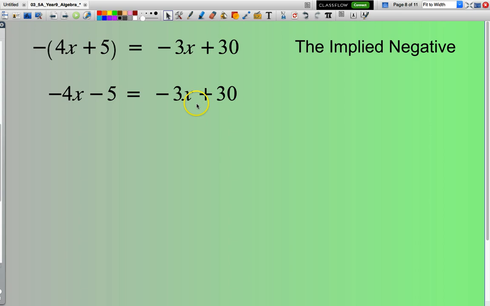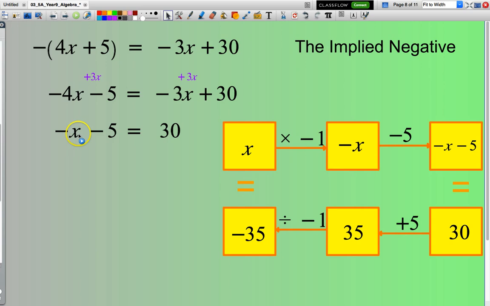Then I look for my least value of the coefficient of x. That will be the 3. Now the way that I eliminate negative 3x is by adding 3x. That then will leave me with, well, negative 4x plus 3x gives me negative x. And if I just flow all the way through, that is my solution.